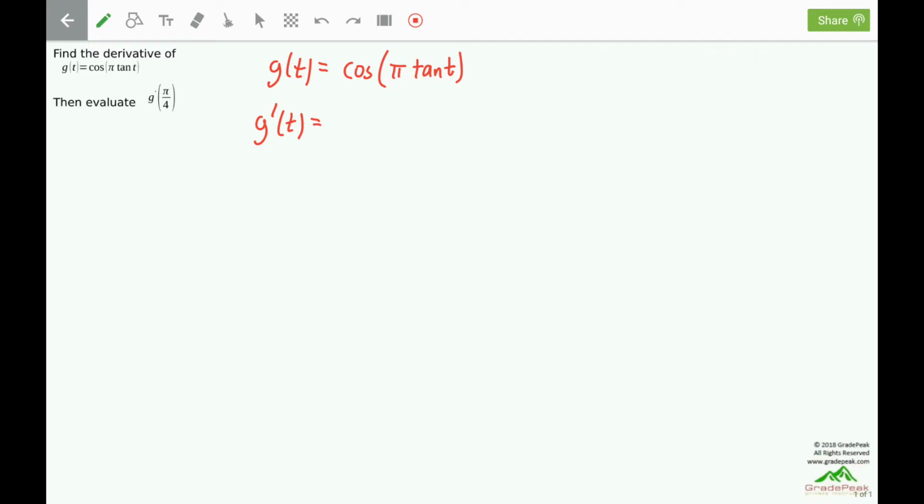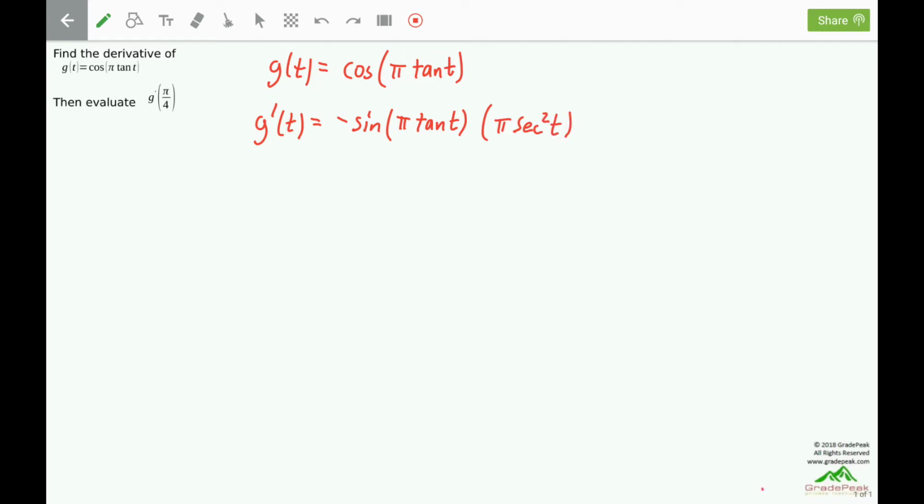G prime of t will be, the outermost function is the cosine. The derivative of cosine is negative sine. We leave the entire inside of the trig function alone for now, but then we take the derivative of the inside to complete the chain rule. Pi is just a constant, so it comes along with the derivative, and the derivative of tangent is secant squared.